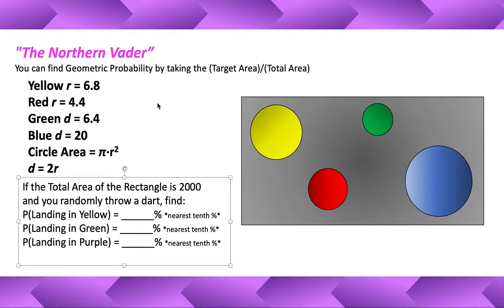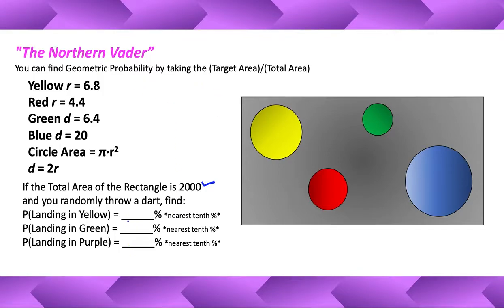You can find geometric probability by taking the target area and dividing by the total area. Yeah, we know, we've talked about it in class. So we're basically aiming at these circles that are inside a rectangle, and lucky for us, it says right here, if the total area of the rectangle is 2,000 and you randomly throw a dart, find all of these probabilities. Okay, cool. So basically we're going to divide by 2,000 every single time.